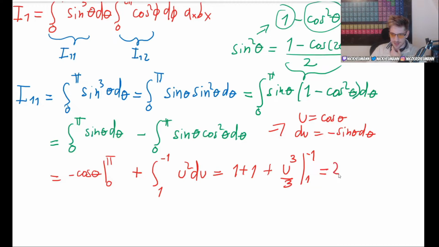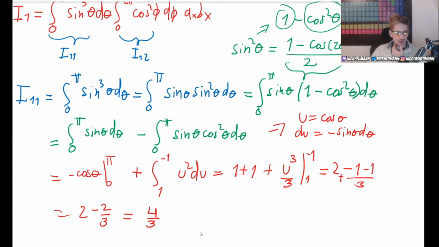And that's going to be 2 minus 1 minus 1 over 3. Actually, maybe plus this. So because u at -1 is -1, I mean u cubed, and it's 1 minus 1 at both places. We get 2 minus 2/3, which is going to be 4/3, right? It's 6/3 minus 2/3, that's 4/3. Okay, so that is I1,1.